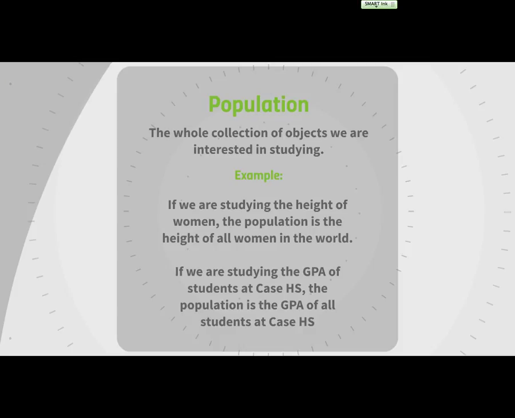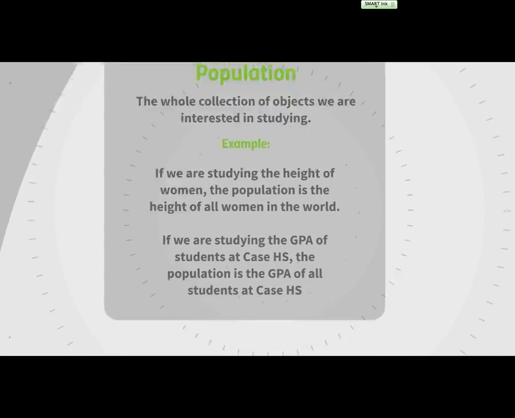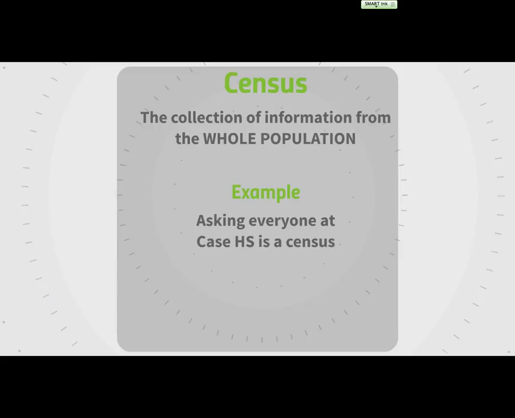Now, if we could get information from the entire population, that would be called a census. So if we can collect information from the whole population. A census would be like if we were able to reach every single student at Case High School and figure out their GPA. Not just picking random students, but every single one, that would be an example of a census.